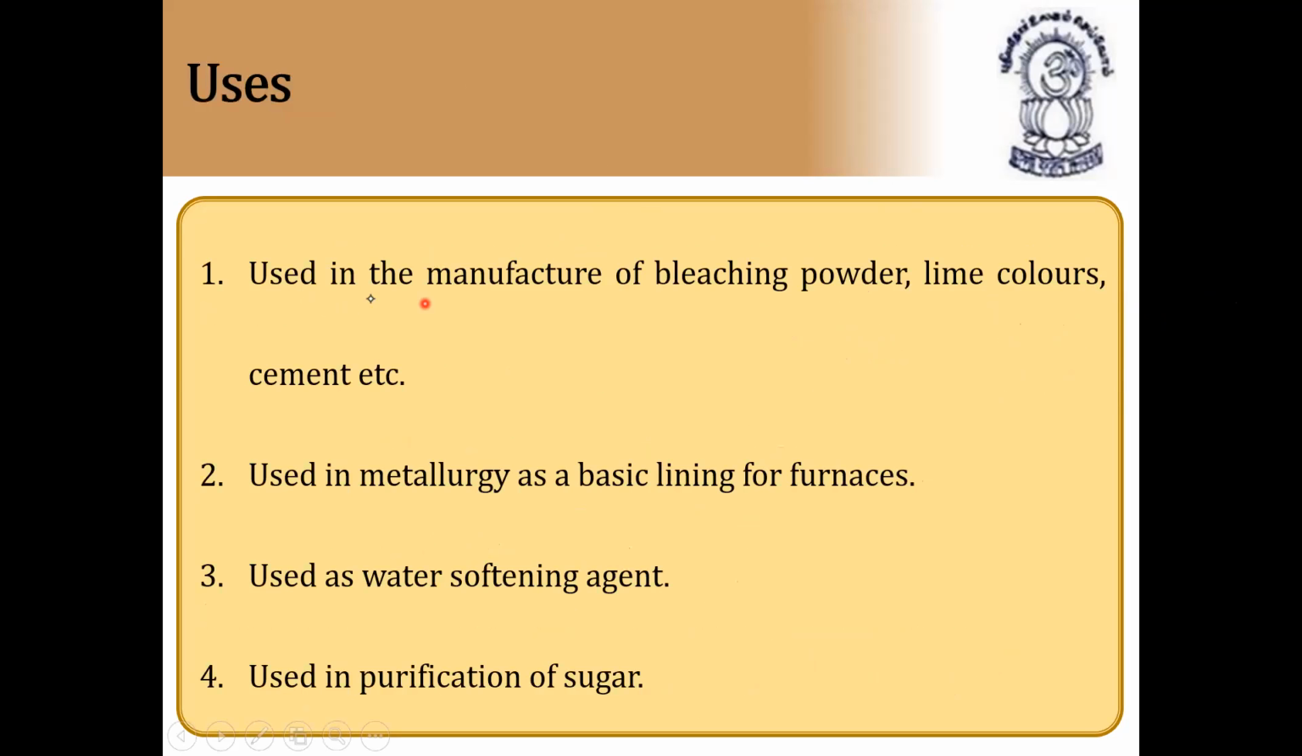Calcium oxide is used in the manufacture of bleaching powder. What is the bleaching powder formula? Calcium oxychloride, CaOCl2. Calcium oxychloride is called bleaching powder. It is also used in lime colors and cement, which is very important for construction purposes. So calcium oxide is used in the manufacture of cement.